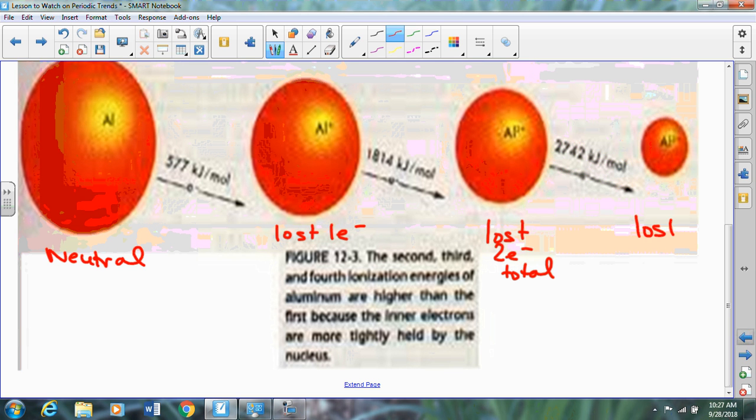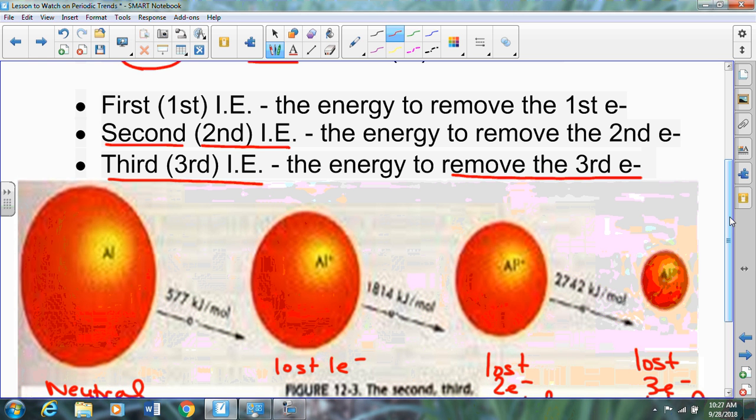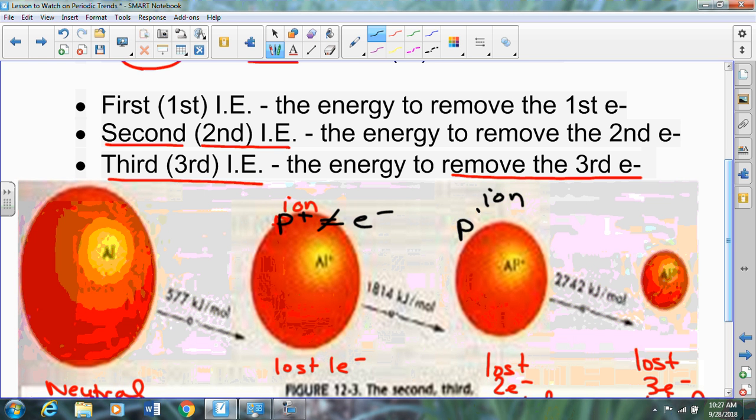This actually will help us understand some things later on. You will notice that every time we remove an electron, this particular atom is no longer called an atom. That's why it's called ionization energy. This is an ion because the protons no longer equal the electrons.